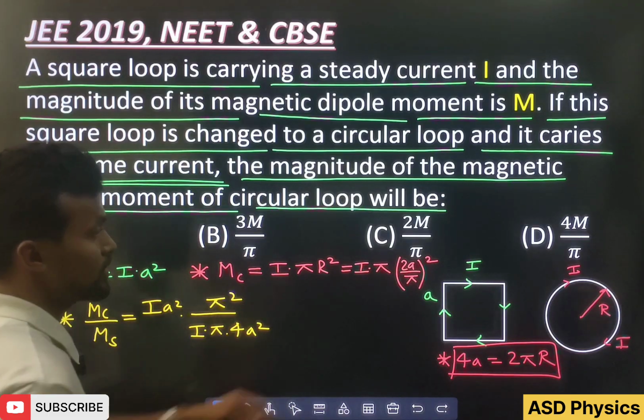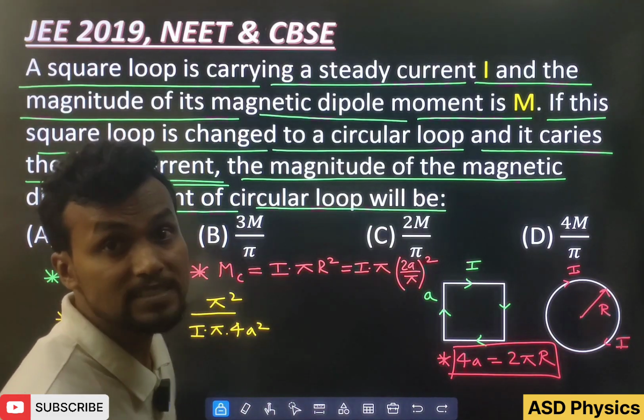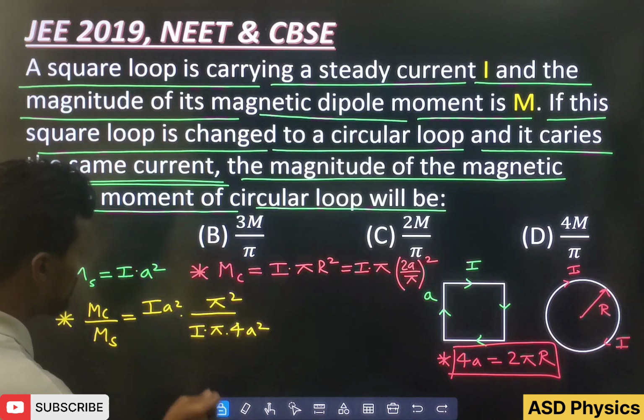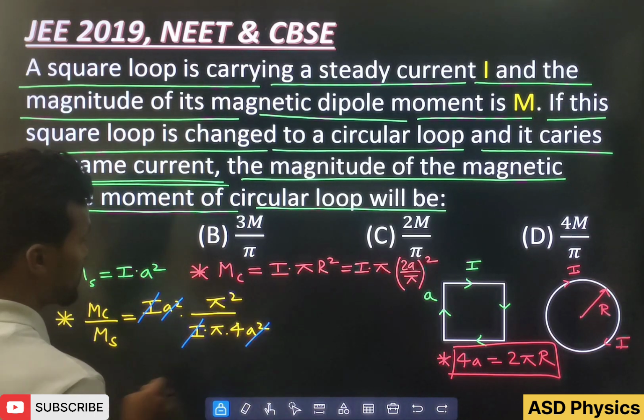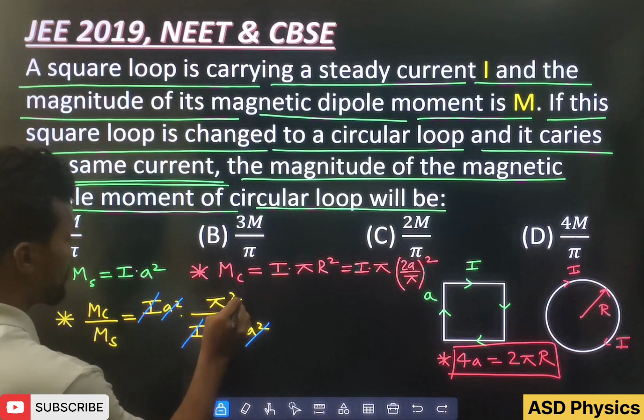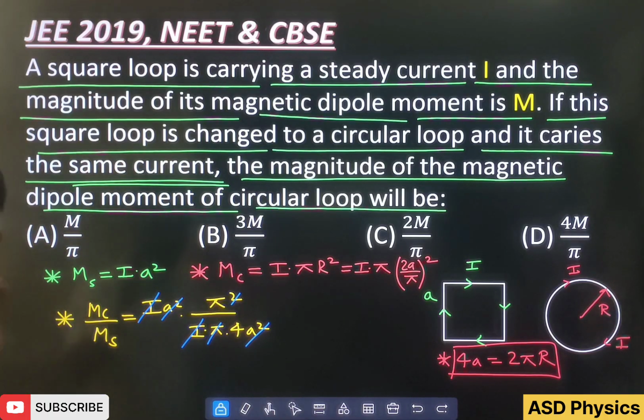The pi square will go, na? Because this pi square will go up, is it? So what other things will cancel out now? Kindly see here, this I and this I cancel, and from this a square is cancelled, and from this pi, 1 pi is cancelled, is it?